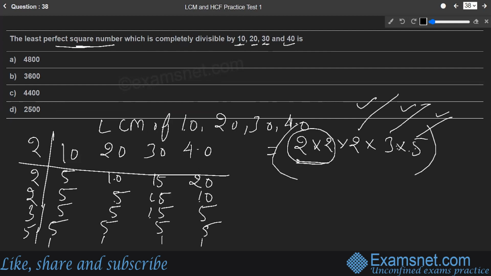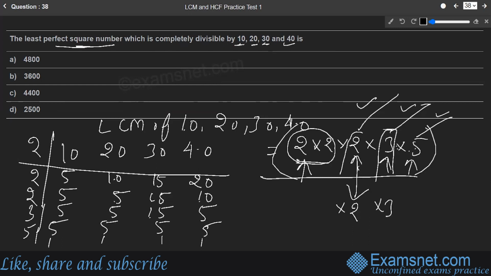Only one complete pair is possible. This 2 is left out alone, this 3 is left out alone, this 5 is also left out alone. So we have to bring them one more time, then only the pair will be completed. To make the pair of this 2, we have to multiply the number by 2. For making the pair of this 3, we multiply it by 3. For making the pair of this 5, we multiply it by 5 again.